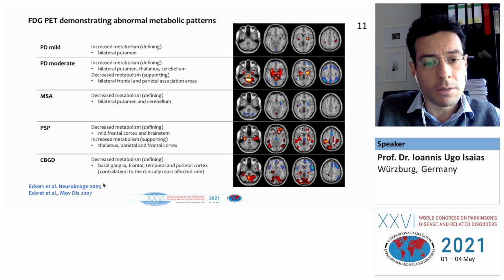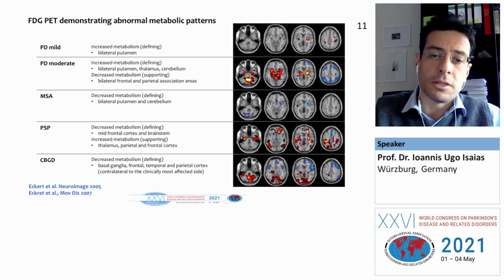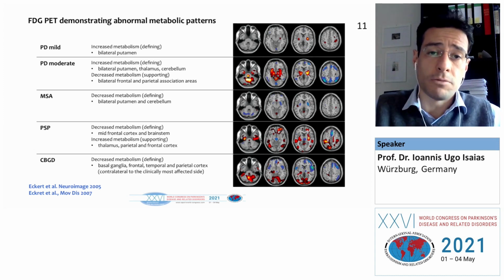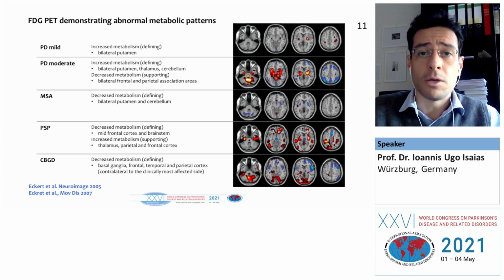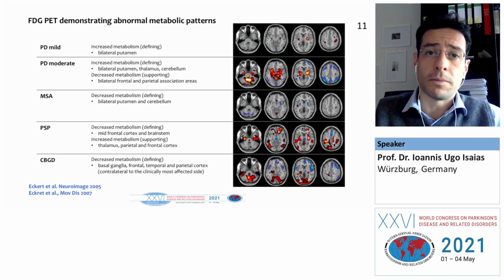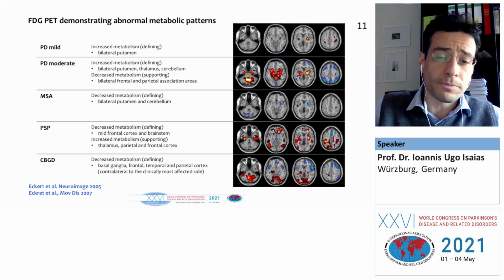The last parkinsonism is corticobasal degeneration, where we have a reduced metabolic consumption in frontal, temporal, and parietal areas, which usually matches the clinical presentation, which involves the contralateral hemibody with some Parkinson's signs like rigidity, bradykinesia, but also apraxia and alien limb syndrome.